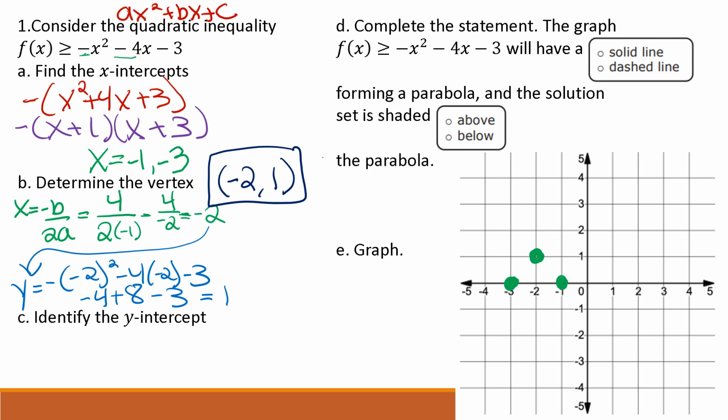Alright, part C, they want us to identify the y-intercept. When we're in standard form for a quadratic, we can see the y-intercept.